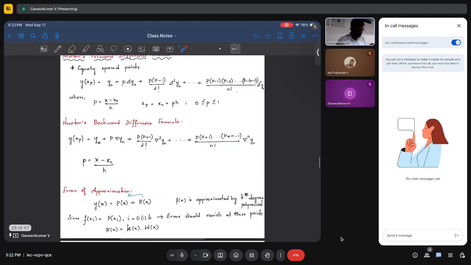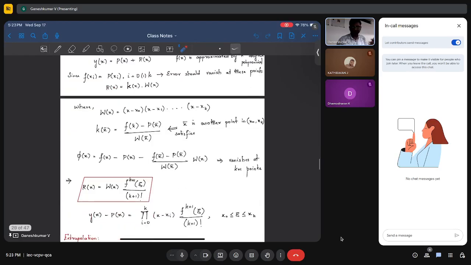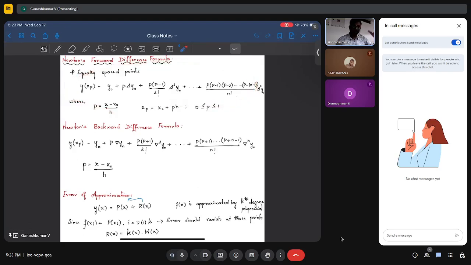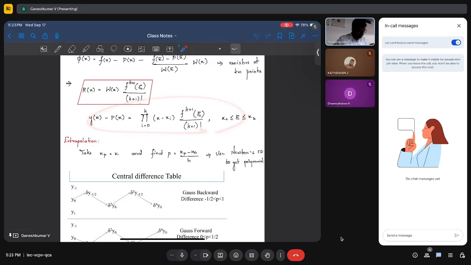Okay, and the same goes for Newton backward difference. So here you will have p, and here you will have p plus 1, and then the error of approximation. Basically we have a polynomial, and we are trying to approximate between these values, but the real value will also have an additional error. So that's what this error is. This is p of x, this is r of x. The real value is this polynomial p of x that we can get, and r of x is the error, and we can express it something like this. I'm not going to get into details.